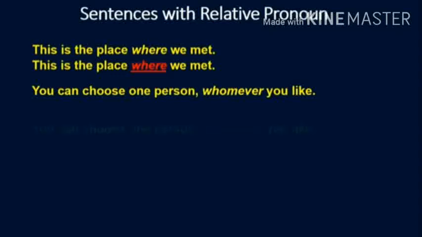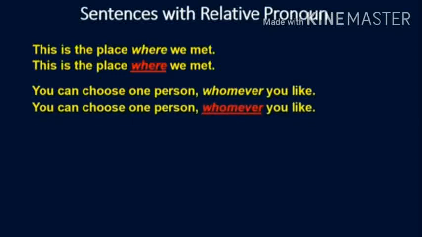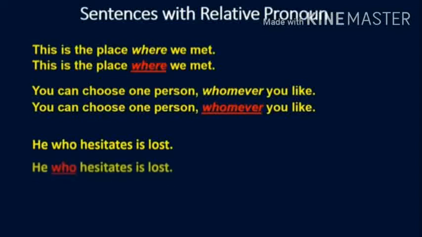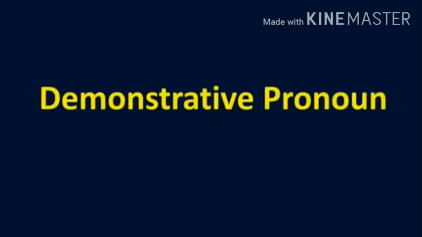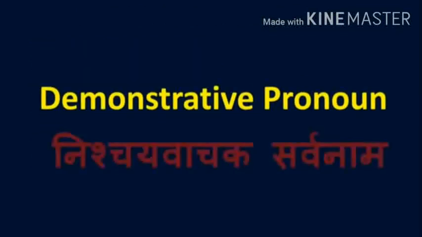You like anyone you like. Anyone. So you can choose anyone, whomever you like. So whomever is the relative pronoun. He who hesitates is lost. So here two statements again are connected. For example, he is lost, he hesitates. So he who hesitates is lost. So who is the relative pronoun here?